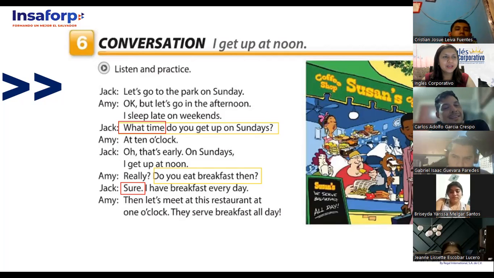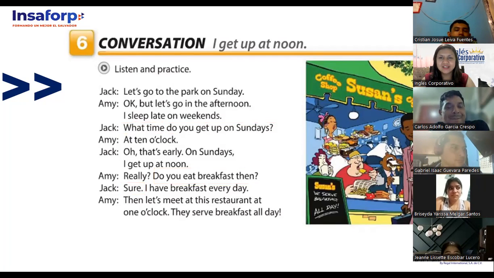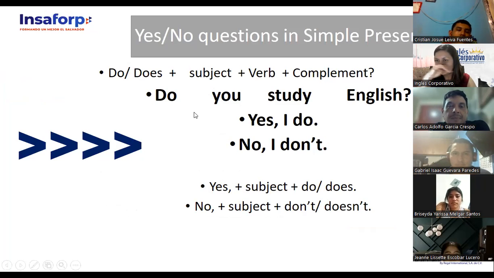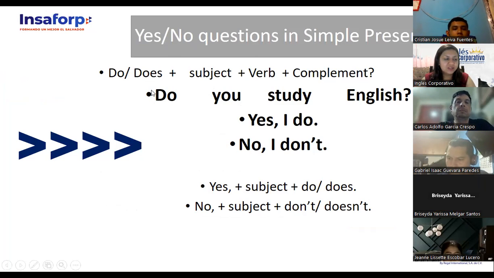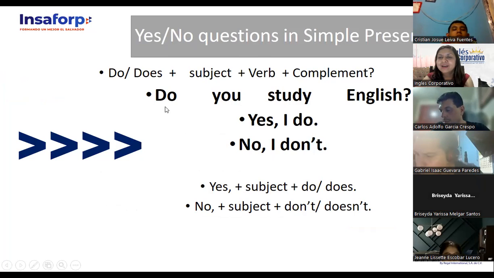Very, very late. Okay. Let's continue with the next slide. In the next slide, you will see the formula or the structure for yes/no questions. For yes/no questions in the simple present, it is very simple. We just need the auxiliary. Remember the auxiliaries do or does, then we have the subject, the verb, and the complement. Do you study English? Yes, I do. I study English with Miss Rocio. Do you study French? No, I don't. I study English, not French.